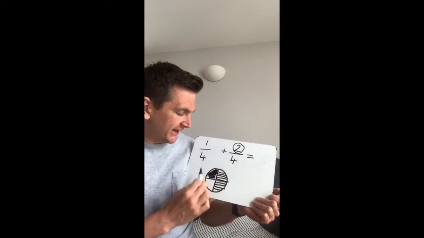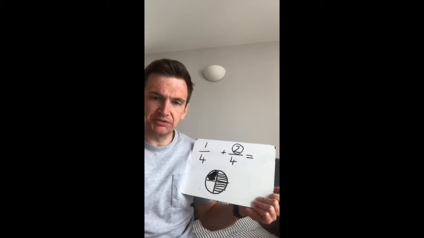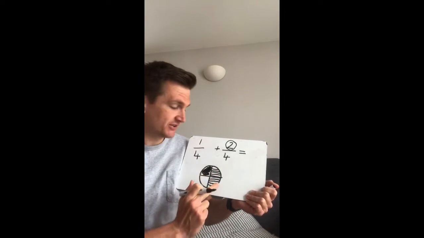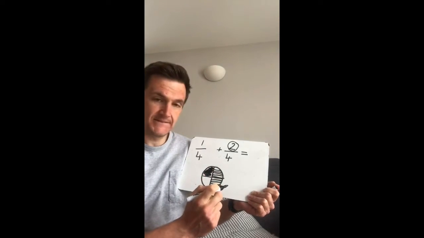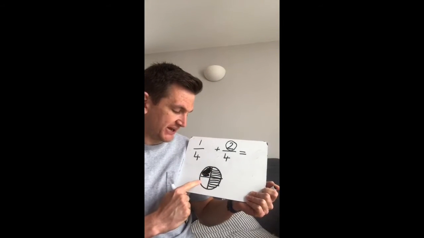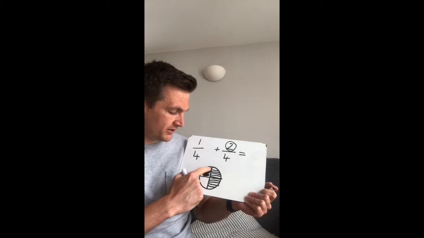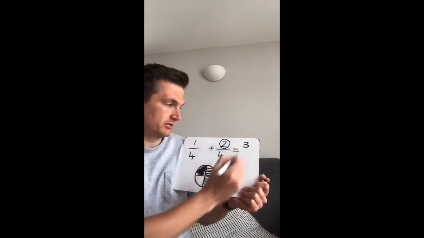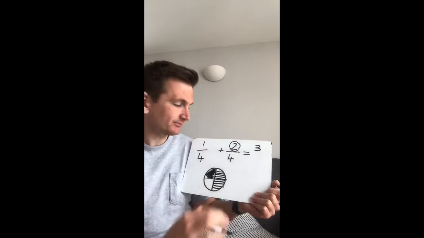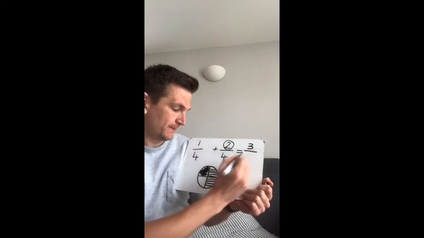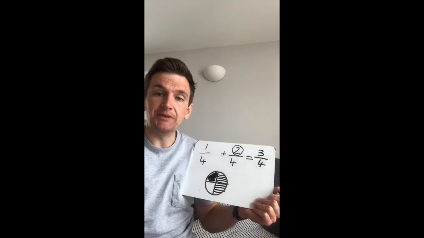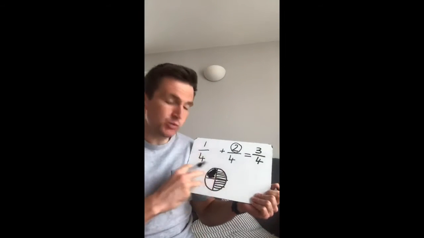Now, what we're going to be looking at is how much of that circle is now shaded in. I had 1/4, add 2/4 equals something. So how much of that shape is shaded in? 1, 2, 3 parts are shaded in out of a possible 4. So my answer would be 3/4. Now that's one way of solving it.